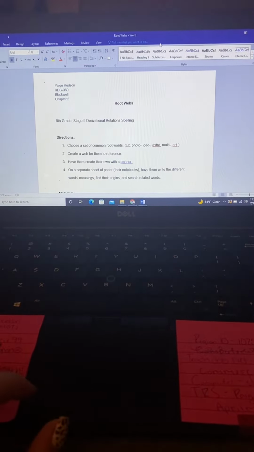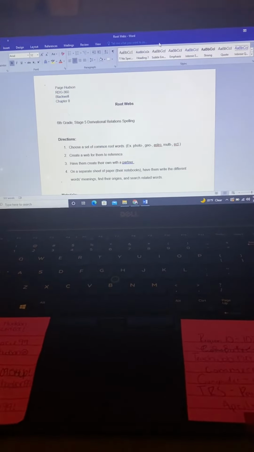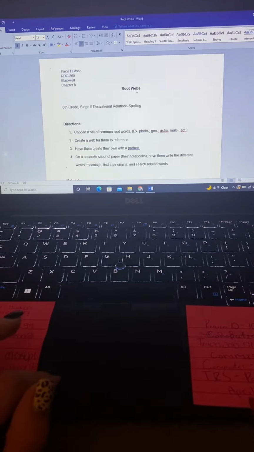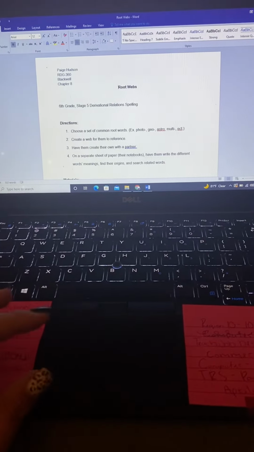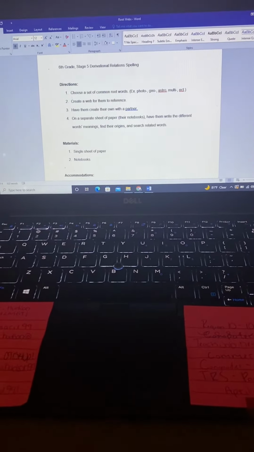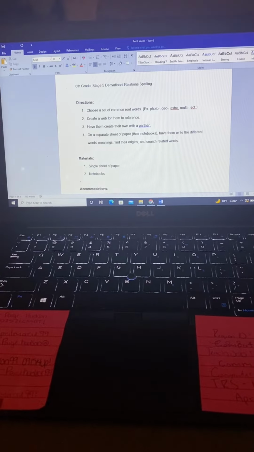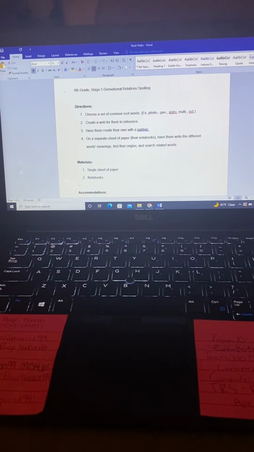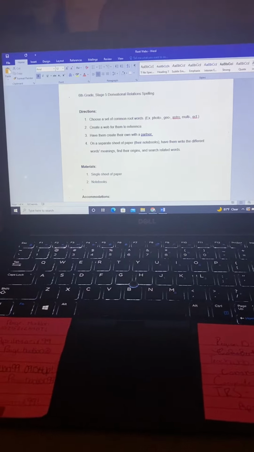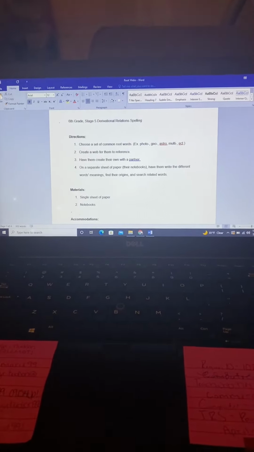This is my chapter 8 activity for 6th grade for the stage 5 durational relationships spelling. I would be doing root webs. Basically, same thing as my chapter 7, it's something they can do without Teachers Pay Teachers or anything like that. It's just all the information or materials we have at school, like pencils, paper, that kind of thing.